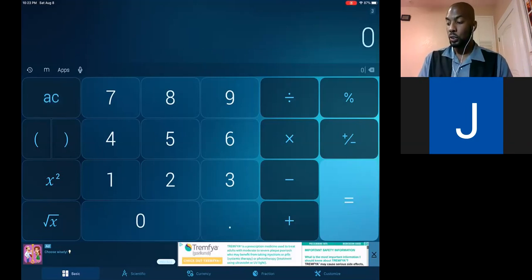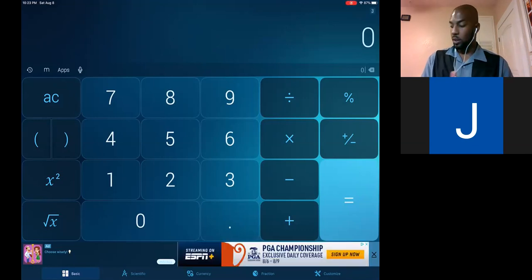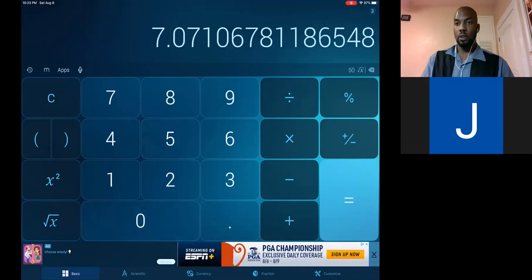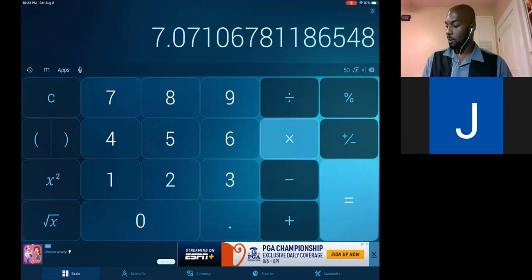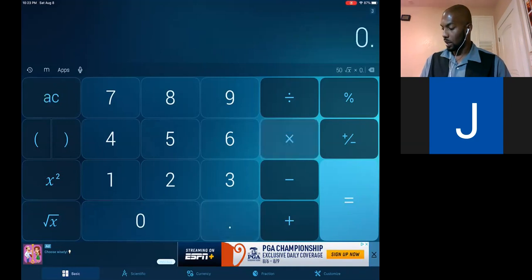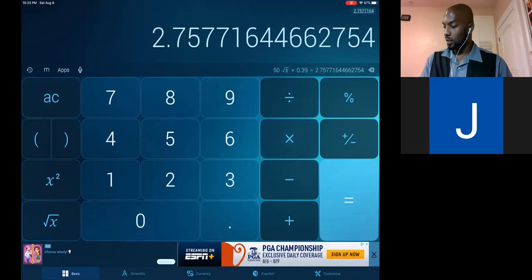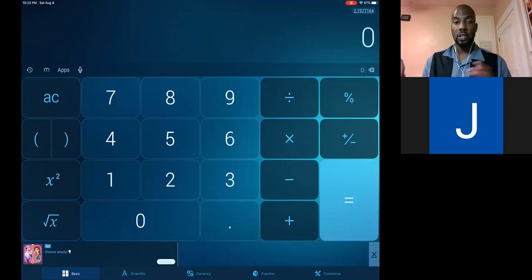Now, if you're checking to find solutions, let's say they said the square root of 50 times x, and they said x was 0.39, it would look like this. You would have 50, the square root of 50 is 7.07. Then you would multiply by whatever they gave you, x is 0.39. Therefore, your answer is 2.75577164. But you don't really need to know that. All you really need to know is how to find square root using a calculator.